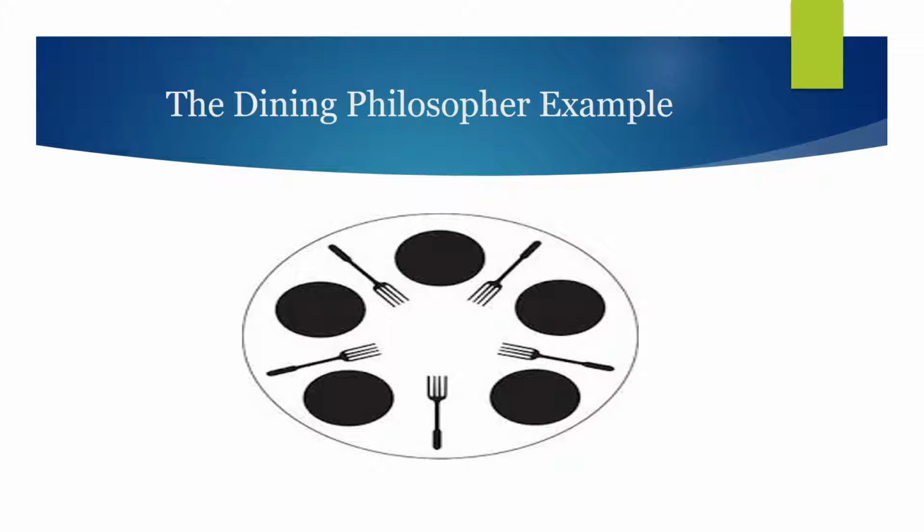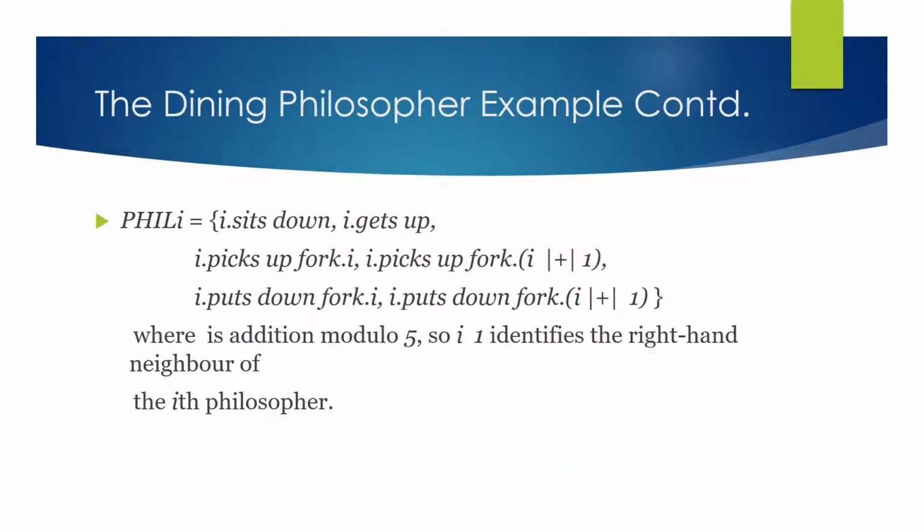This is the dining philosophers example. A philosopher was expected to spend most of the time thinking, but when he felt hungry, he picked up his own fork and plunged into the spaghetti. Here, I use equations related to how the dining philosophers problem works. We shall now construct a mathematical model for the system. First, we must select the relevant sets of events for each philosopher. The set is defined as shown in the equation, where the addition is modulo 5, and i plus 1 denotes the right-handed neighbor of the ith philosopher.